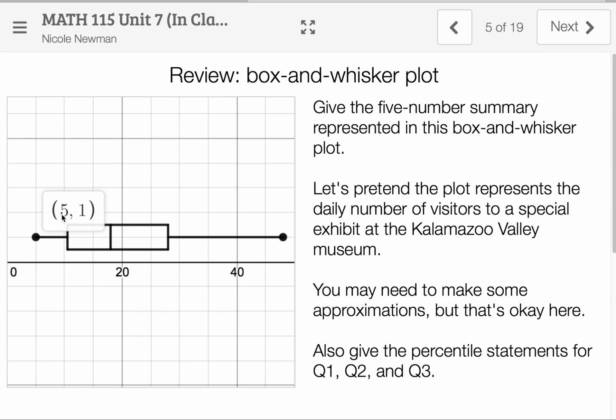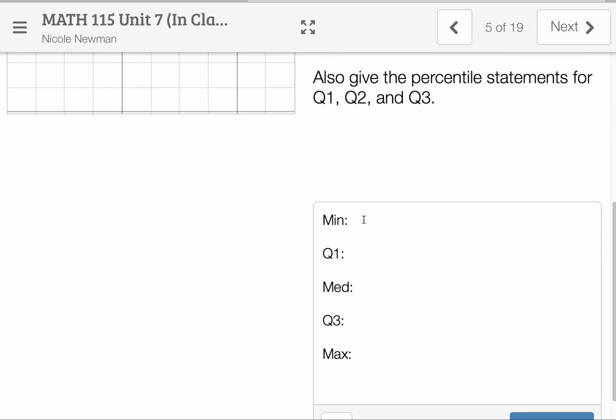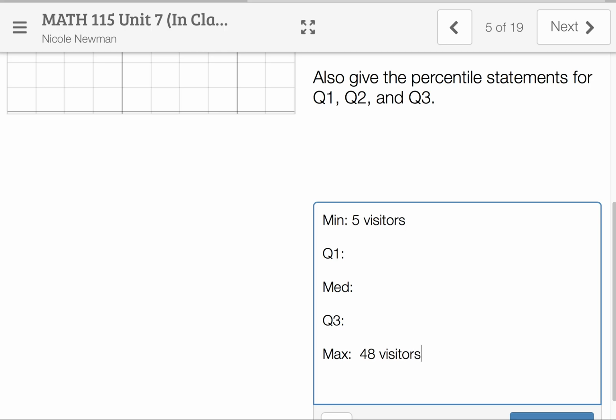I get 5 comma 1. I know it looks kind of strange, but what we want to grab is this first coordinate, this 5. So this first minimum value is 5. The maximum value is 48. Don't worry about the ones, just grab the 5 and the 48. So minimum value, 5 visitors, maximum, 48 visitors.